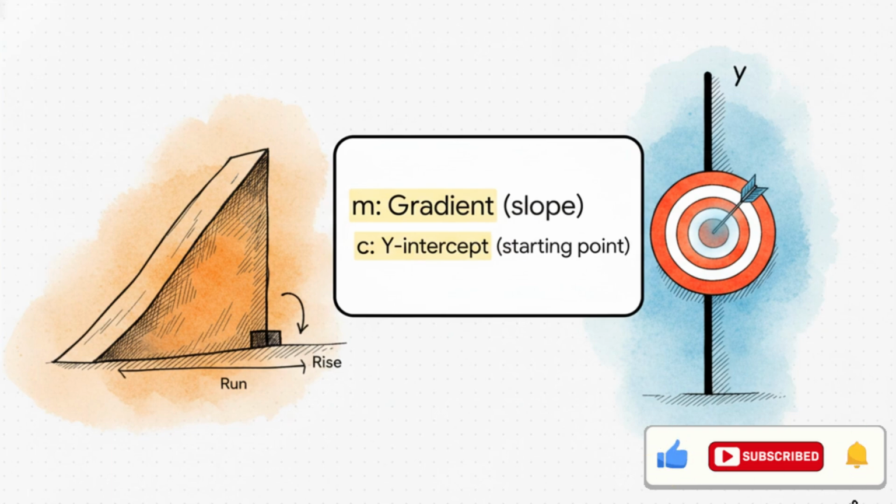The two key players here are m and c. The m stands for the gradient, or the slope. It tells us exactly how steep the line is. That's our constant rate of change. The c, on the other hand, is the y-intercept. This is literally just the spot where the line crosses the y-axis. It's your starting point before any change in x even happens. Think of it like your initial upfront cost or a starting temperature.